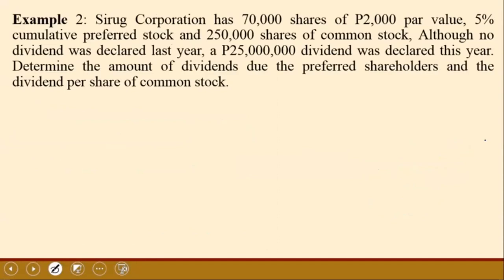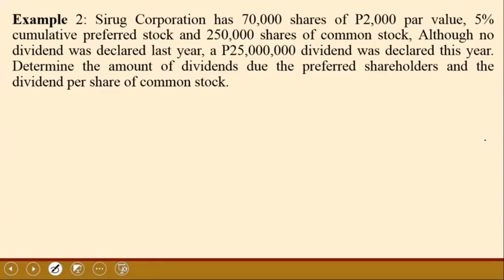Zero Corporation has 70,000 shares of 2,000 peso par value, 5% cumulative preferred stock and 250,000 shares of common stock. Although no dividend was declared last year, a 25 million pesos dividend was declared this year. Determine the amount of dividends due the preferred shareholders and the dividend per share of common stock.